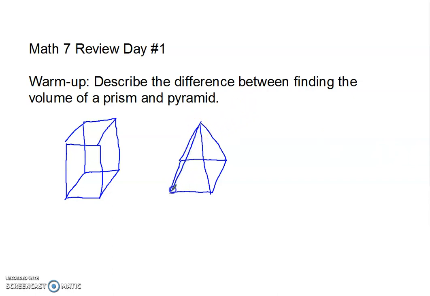And the primary difference between finding the volume of the prism and the pyramid is that the pyramid is a third. It's 3 pyramids fit in this prism. So this one's a third, even though the formulas are very, very similar. Volume is area of the base times the height. For a pyramid, it's just 1/3 the area of the base times the height. That's the primary difference.